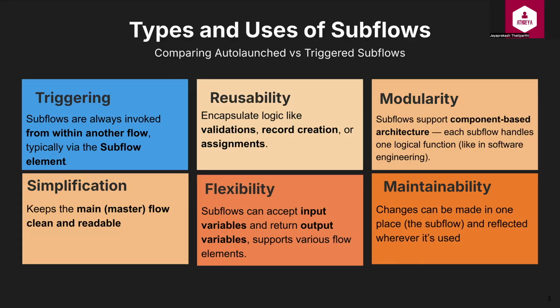Their true strength lies in reusability. They help encapsulate logic like validations, record creation, or assignments. They are ideal for processes that occur across multiple objects or flows. Example: check candidate eligibility, send email notifications, etc. Reuse ensures consistency across automations and saves time.